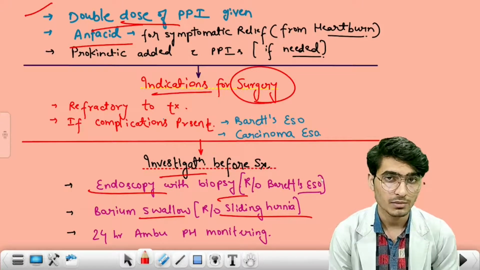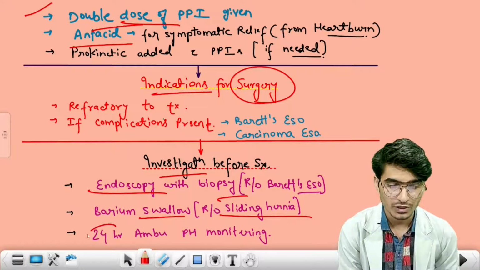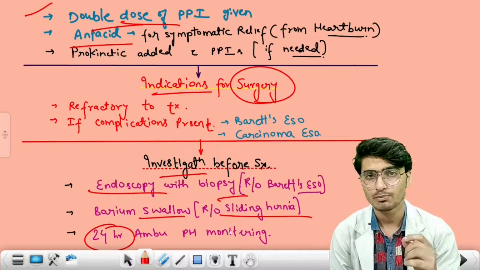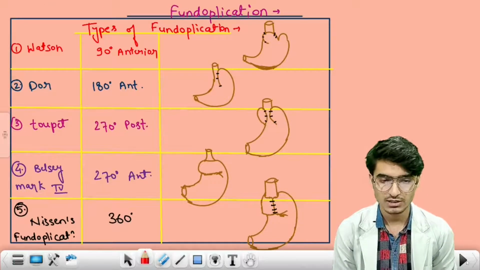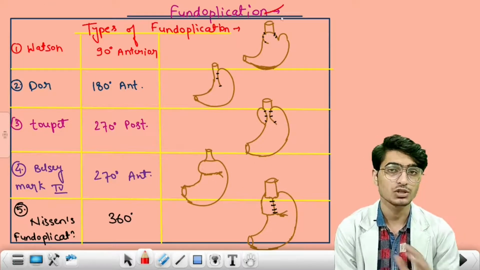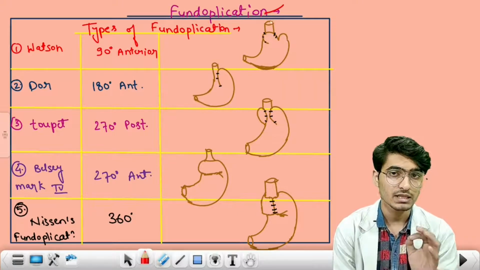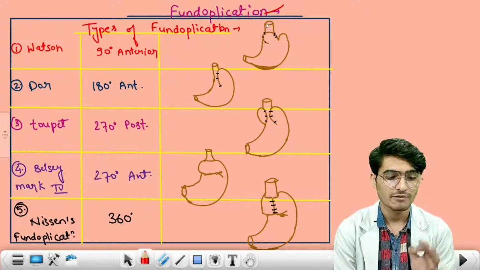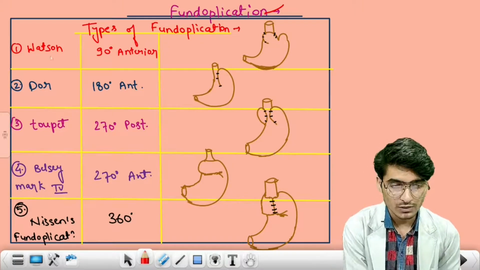The sliding hernia can be there, and we need to go for the 24-hour ambulatory pH monitoring for the patient, right? So these are the indications, and now we will go for the fundoplication, that is a surgical management. Now we will discuss the types of fundoplications, and we have 5 types of that. Number one is the Watson.